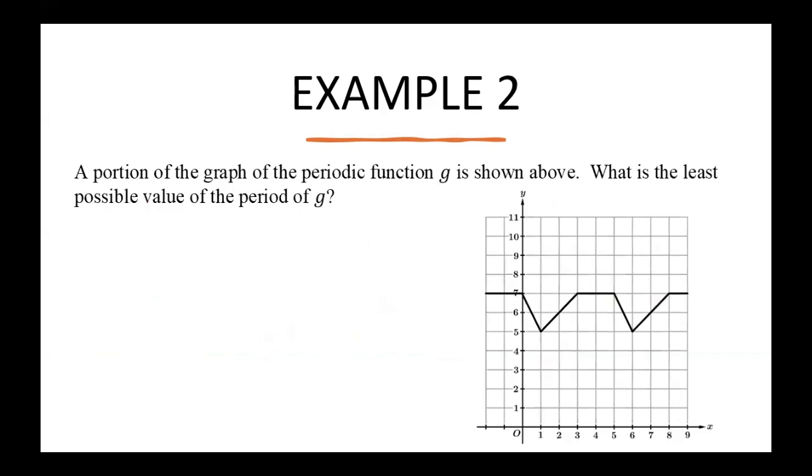It says a portion of the graph of the periodic function g is shown here. What is the least possible value of the period of g? So when we're looking here, we're trying to figure out what is the pattern that is being repeated. There's a couple that we see, right? And it's asking what would be the least possible value of the period of g, meaning what is the shortest length of time that a pattern could take place. So how many different patterns do you see, or how many things do you see that could create it?